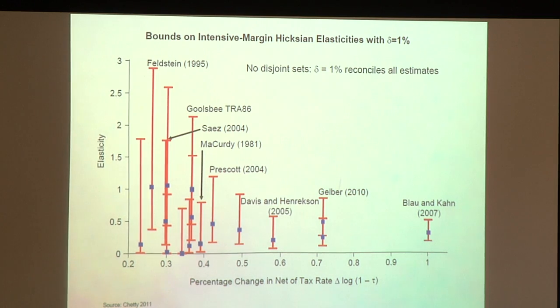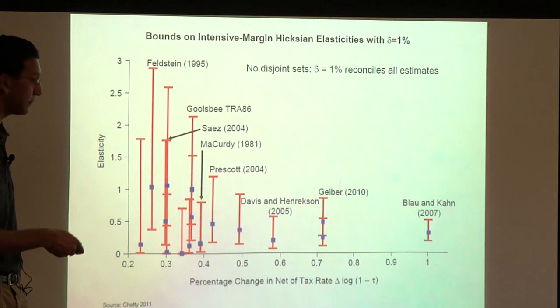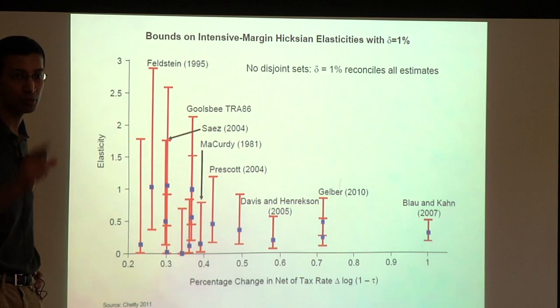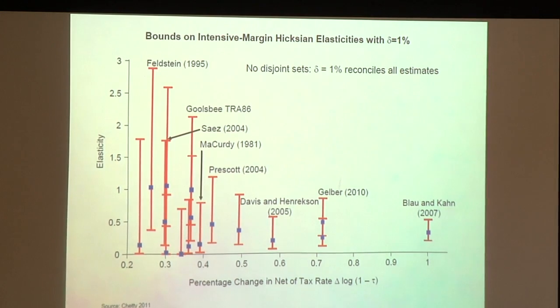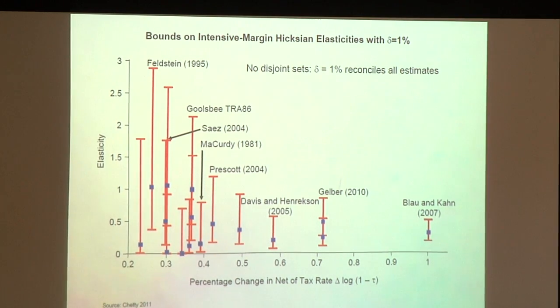But here's the interesting thing. The first thing that you can see is that there are no disjoint sets in this figure. Okay, so even though there's so much dispersion across the blue dots, all the bounds are overlapping. So what that means is if you allow for small frictions of 1% of consumption, you can reconcile all these disparate elasticity estimates, even though they're from very different countries, very different subgroups, very different estimation methods.